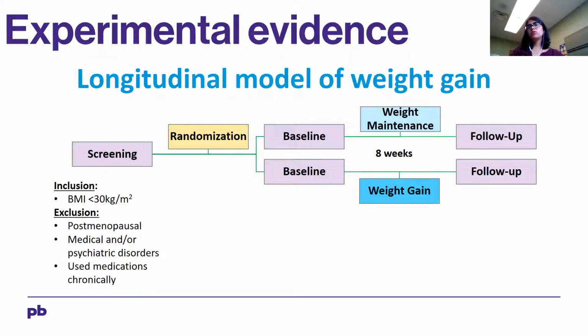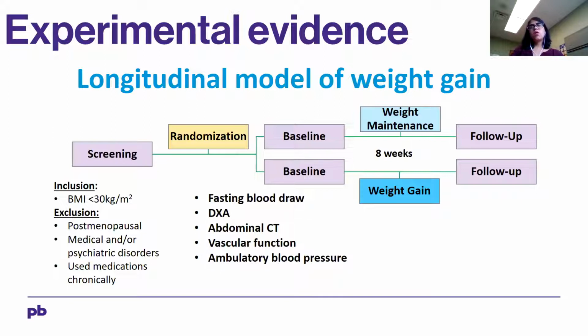Inclusion exclusion criteria was pretty basic. We just wanted to make sure that the participants were healthy and not obese, because it would be unethical to have them gain more weight if they were already obese. The study measures we were interested in were related to regional body composition. So we did whole body DEXA and supplemented that with abdominal CT images. We were also interested in the cardiovascular outcomes, so we looked at vascular function and ambulatory blood pressure.